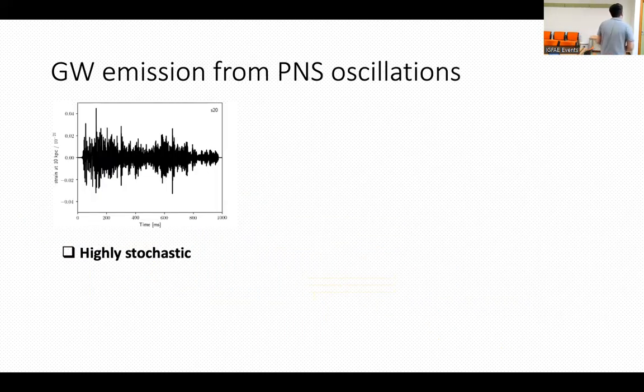This is the typical gravitational wave signal from this kind of core-collapse supernovae. The main characteristic of it is that it is highly stochastic, because the perturbations that produce the gravitational waves are essentially stochastic, so the emission is also like this. So it's not possible to have a dense bank of templates to do parameter estimation with that. This is one of the main reasons.